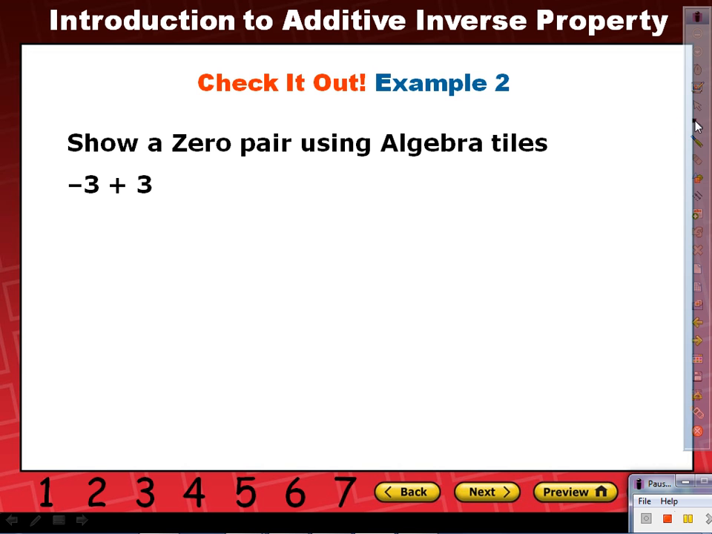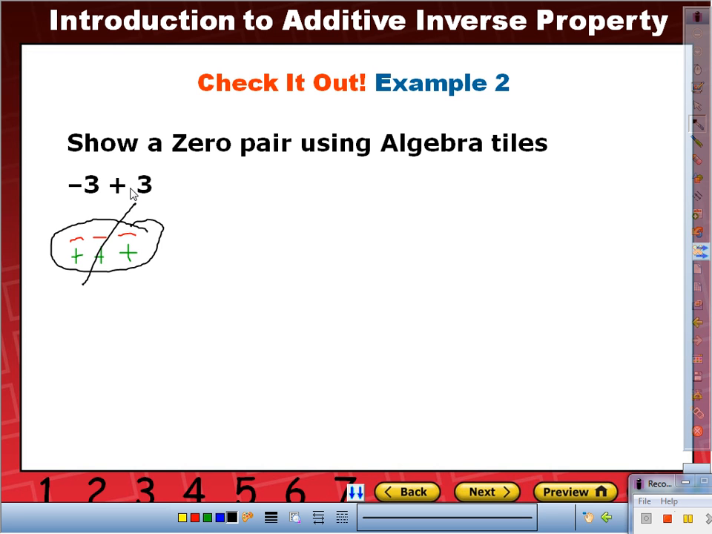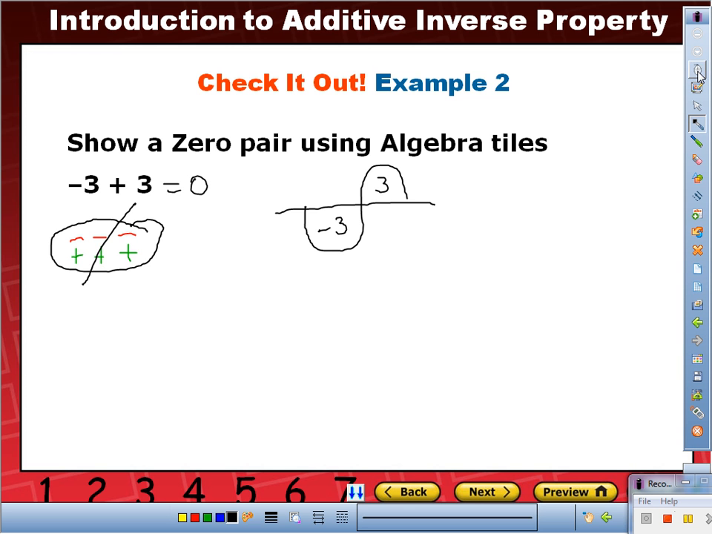Okay, so for this one, you should have gotten 3 negative tiles, 1, 2, 3, and 3 positive tiles, 1, 2, 3. You also drew this picture on your paper, right? You circled your zero pair, you crossed it out, and you did -3 plus 3 equals 0 because it's a zero pair. Your ground zero picture should look something like this, -3 and +3. So far so good? Example number 3, underneath that, copy this next one.